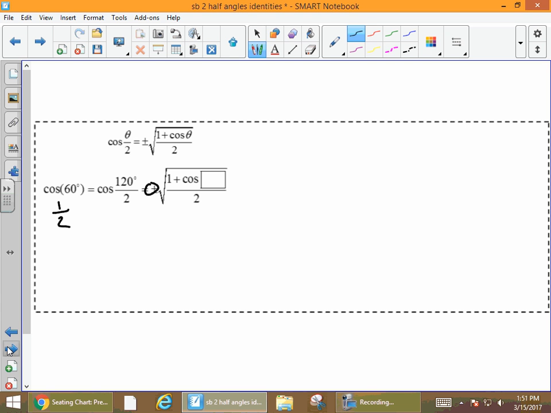Yes, Gracie? Yes. I'm going back to the bottom one, I'm sorry. Mm-hmm. It says cosine 60 equals cosine 120 over 2. So with that top one, I use cosine and then 2 theta over 2 because he multiplied it by 2.